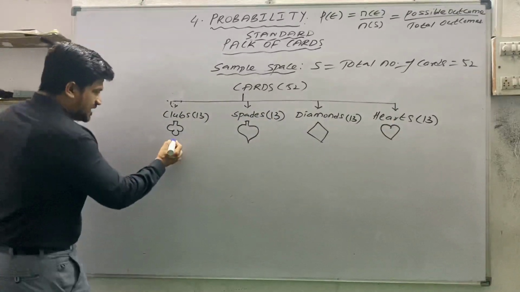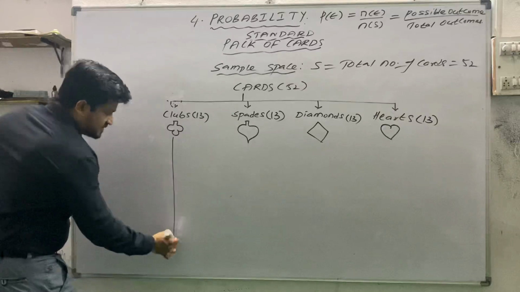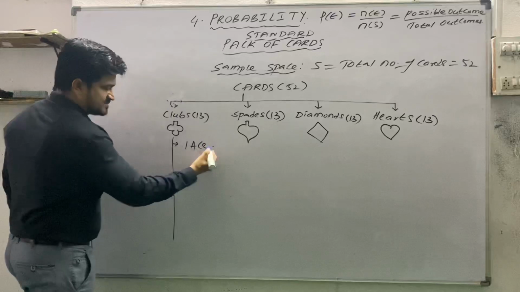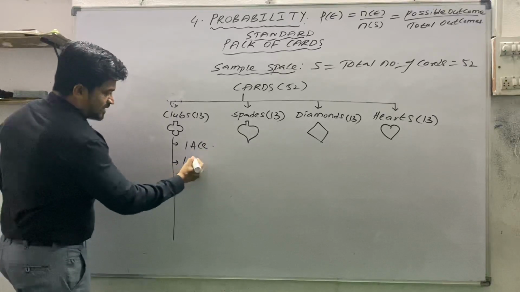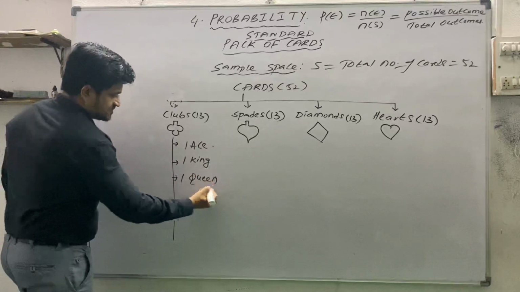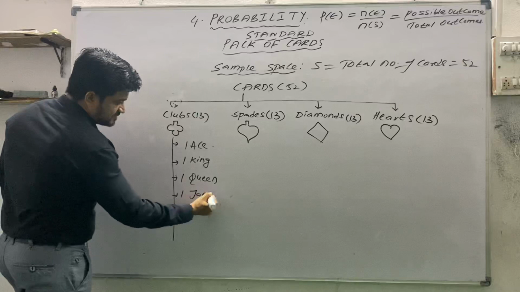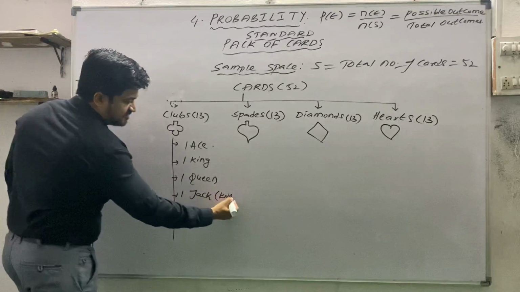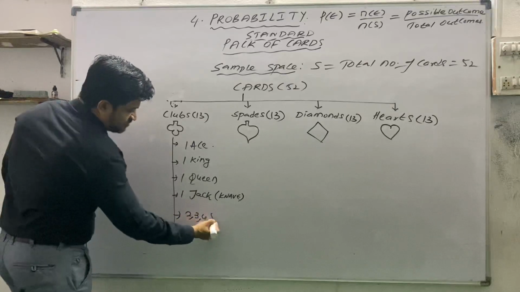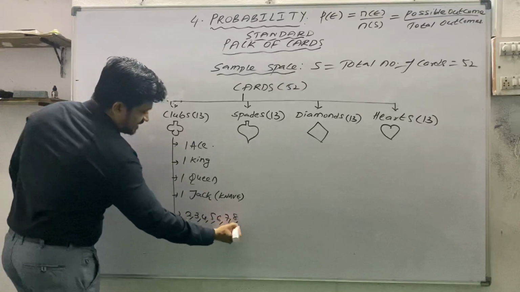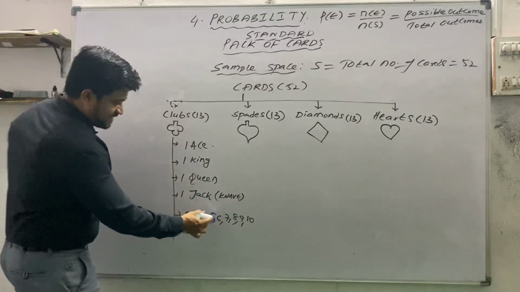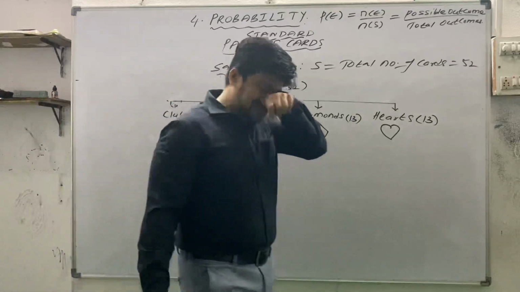Now, in clubs, these 13 different varieties of cards: one is ace, one king, one queen, one jack, or we can say knave, and the number cards 2, 3, 4, 5, 6, 7, 8, 9, 10. Counting 1, 2, 3, up to 13, a total of 13 cards are there.